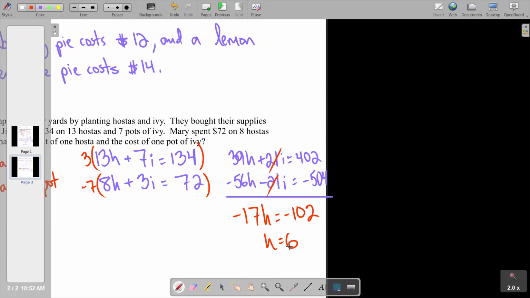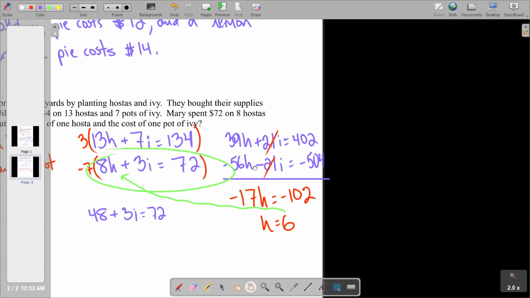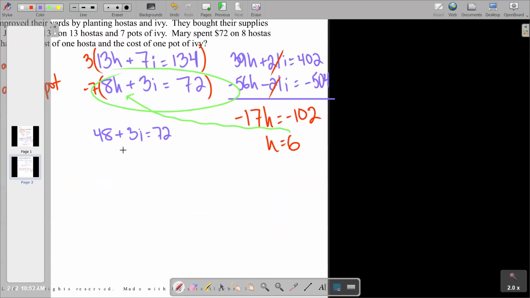Yes. And of course, now we have to go back and find I, the cost of a pot of ivy. And again, I with the pen, so I'll say I'm using this one. I like it the bestest. So I'm going to take 6 and put it in place of h right there. What's 8 times 6? Yes. Next step. Subtract that 48 from both sides, giving us 3i equals 24, I believe. Divide both sides by 3. What's I? 8. And the last thing to do would be to write a sentence.